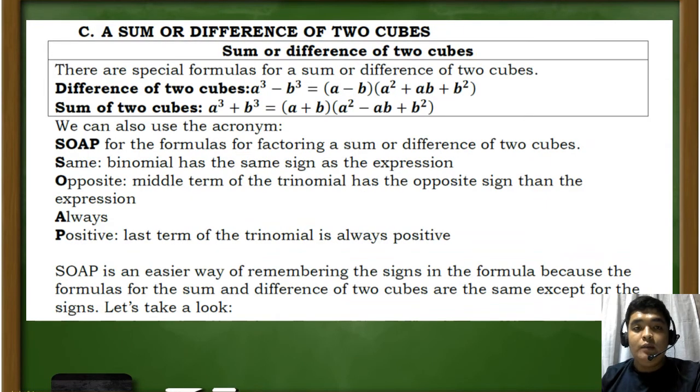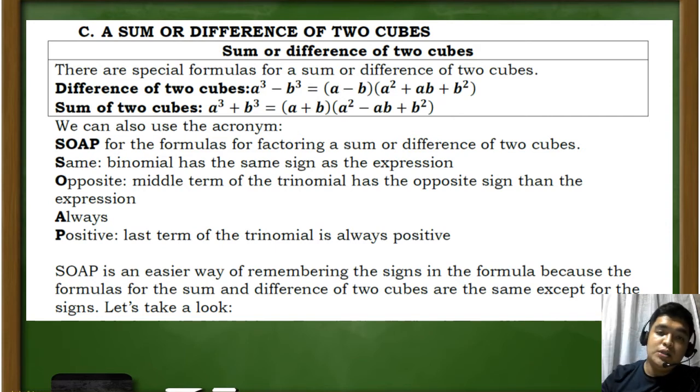Okay, sum or difference of two cubes. There are special formulas for a sum or difference of two cubes. So we have the difference of two cubes: a cubed minus b cubed is equal to the quantity a minus b times the quantity a squared plus ab plus b squared. Then for the sum of two cubes, a cubed plus b cubed is equal to the quantity a plus b times the quantity a squared minus ab plus b squared.